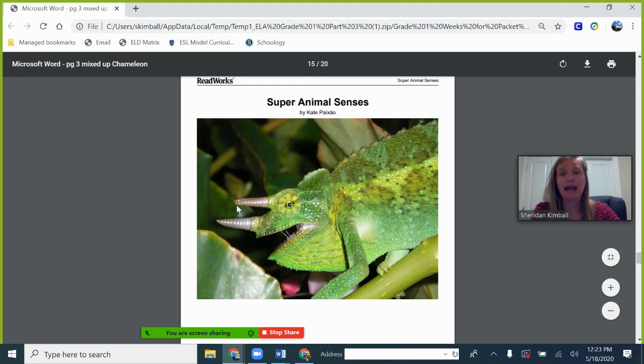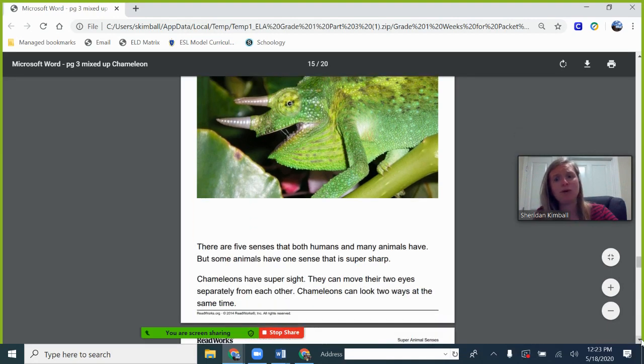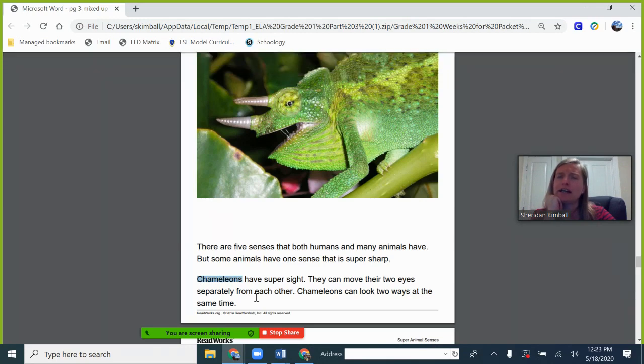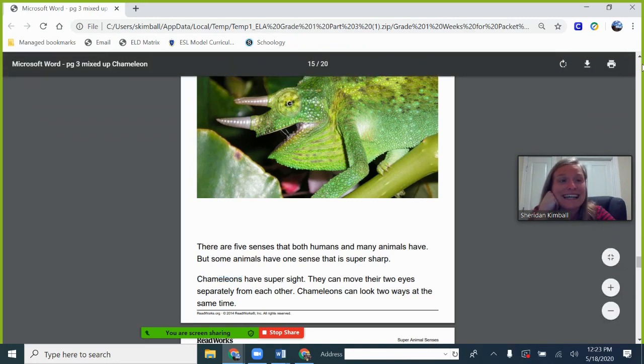So I'm looking at this photograph. Wow, this is a very interesting looking animal, and it's kind of reminding me of an animal we've done a lot of learning about. And I see the word right here. Do you remember the animal we have been talking so much about? Starts with the sound... chameleons. Good job. We've been learning about chameleons.